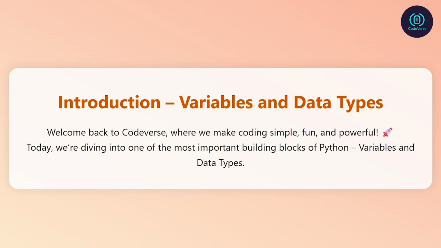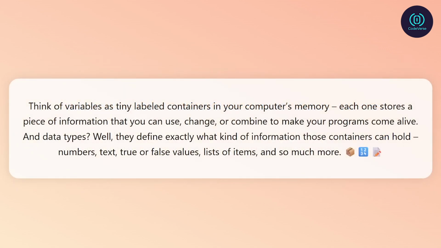Today, we're diving into one of the most important building blocks of Python, variables and data types. Think of variables as tiny labeled containers in your computer's memory. Each one stores a piece of information that you can use, change, or combine to make your programs come alive. And data types? Well, they define exactly what kind of information those containers can hold: numbers, text, true or false values, lists of items, and so much more.